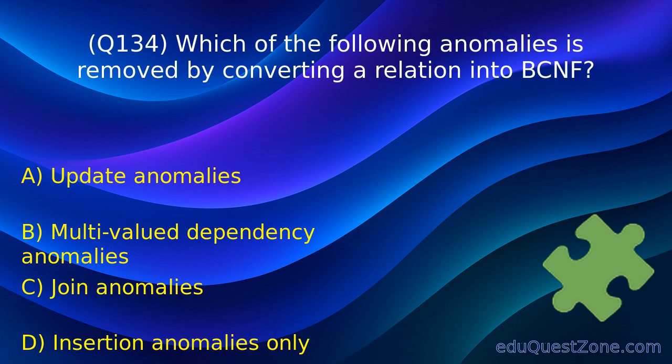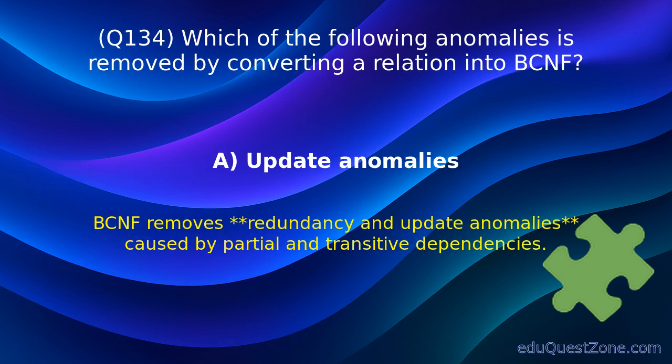Question number 134. Which of the following anomalies is removed by converting a relation into BCNF? Option A, update anomalies. Boyce-Codd normal form removes redundancy in update anomalies.